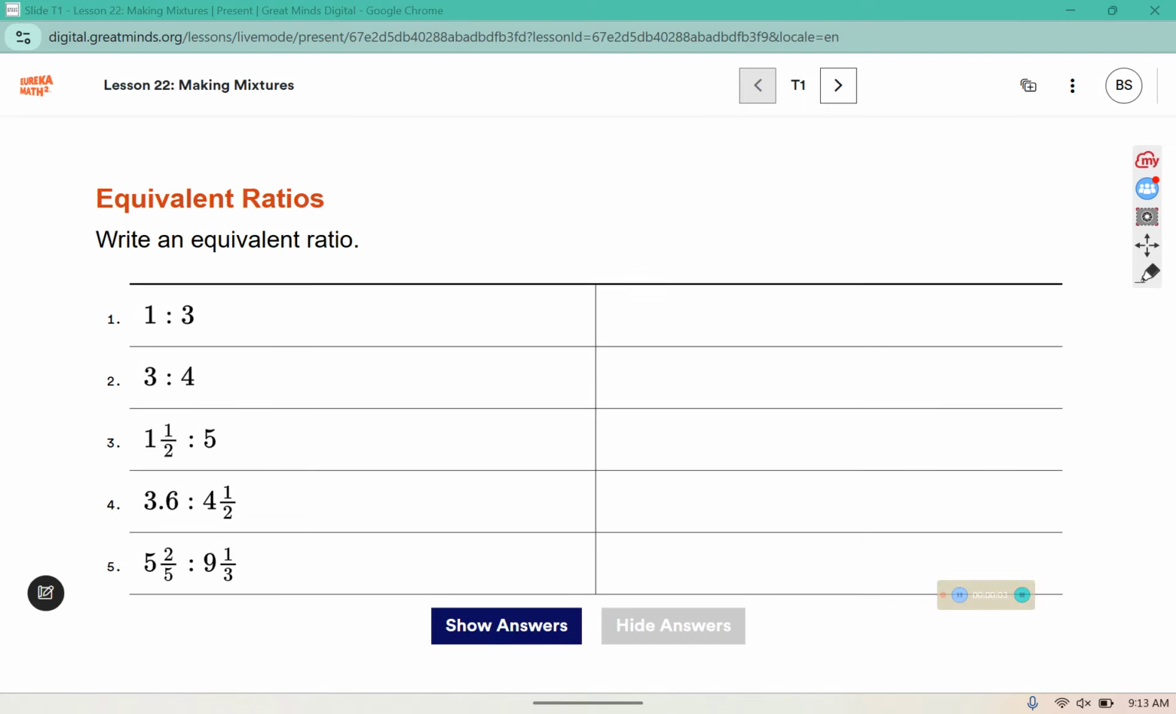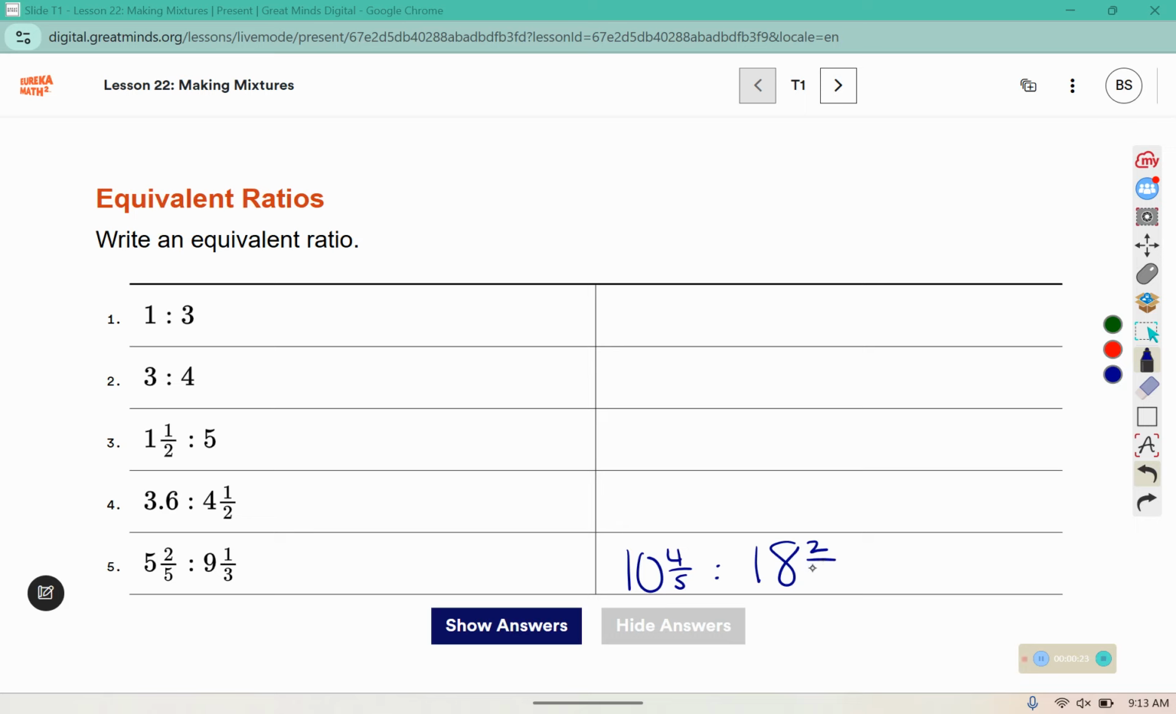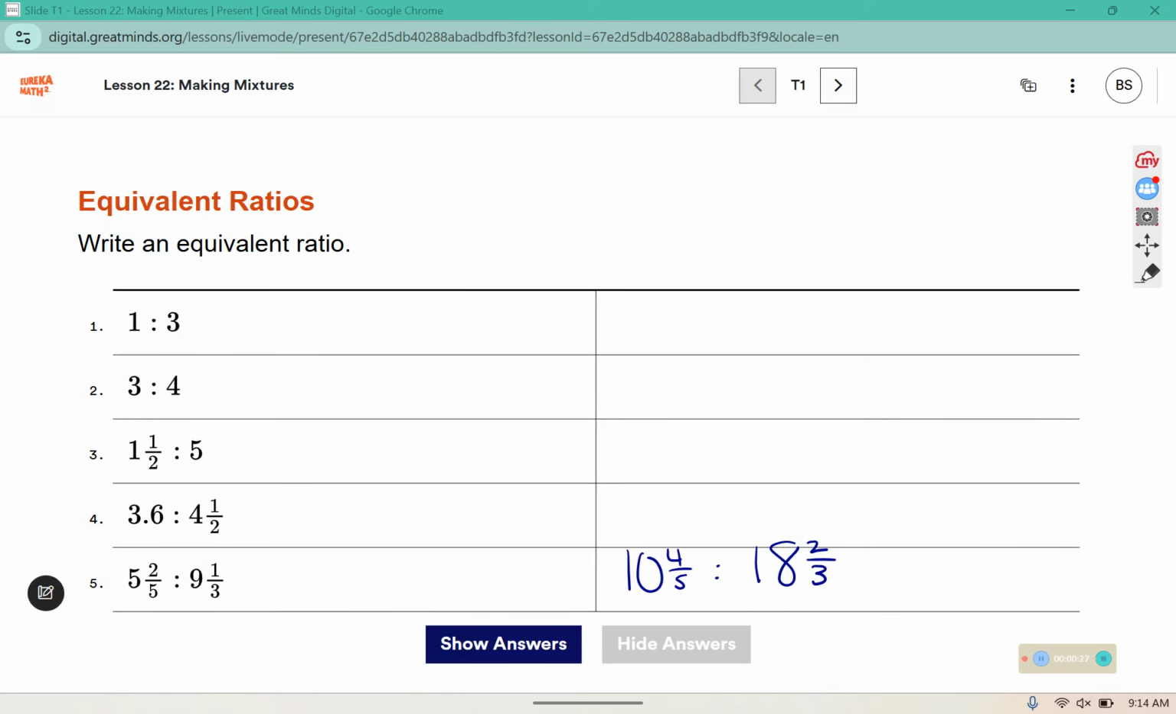Write an equivalent ratio. You can just multiply the first and second number by the same quantity to turn it into an equivalent ratio. For example, I can multiply by 2. That would give me 10 and 4/5. And multiply this one by 2, which would give me 18 and 2/3. But whatever number you choose to multiply by, you have to do both of the numbers in the ratio for it to remain equivalent, just like in an equivalent fraction.